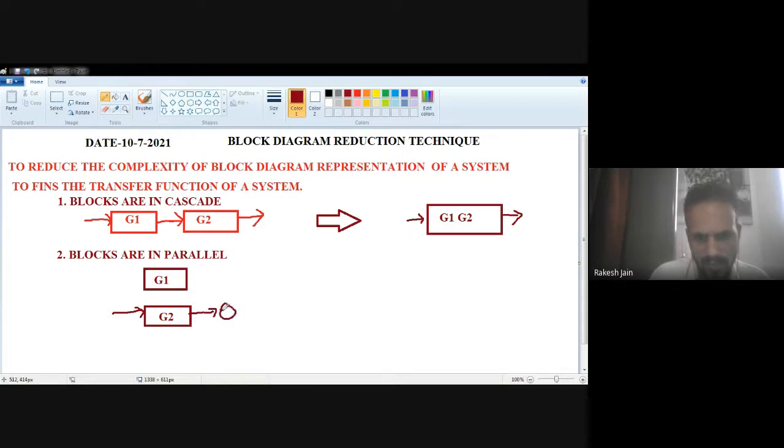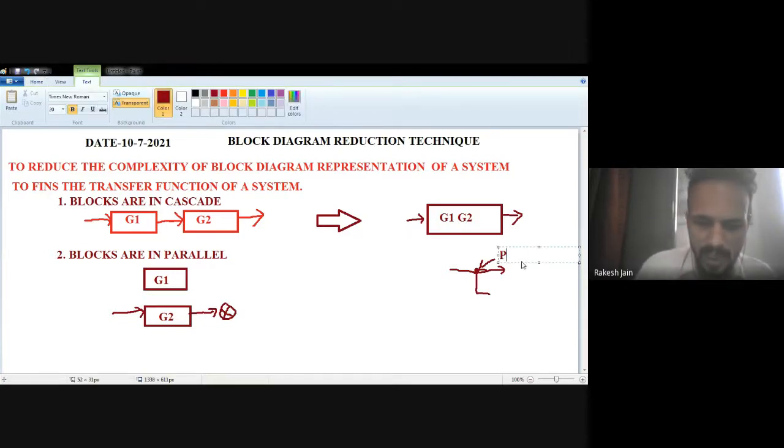So this circle having a cross sign, or a plus or minus, or a summation sign, is known as... Remember one thing before all those rules: in any arrow, if you have a dot sign, the dot representation is for something else. That is known as a pick off point or take off point. Remember this term. Some terms you should remember before we analyze the techniques. A dot on any arrow is known as a pick off point.